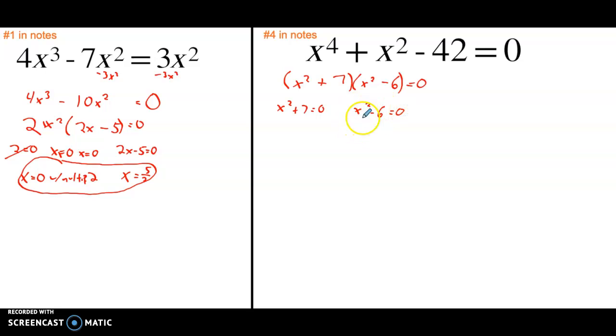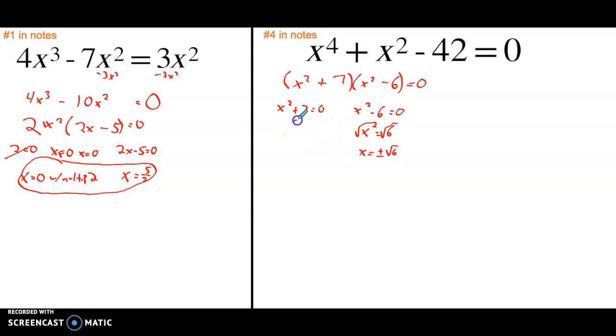I'm going to start with the second one because it's more straightforward. I'm going to add 6 to both sides. Then I'm going to take the square root of both sides to get rid of that square. Whenever you take the square root of both sides of an equation, you're going to get two answers, positive and negative square root of 6.